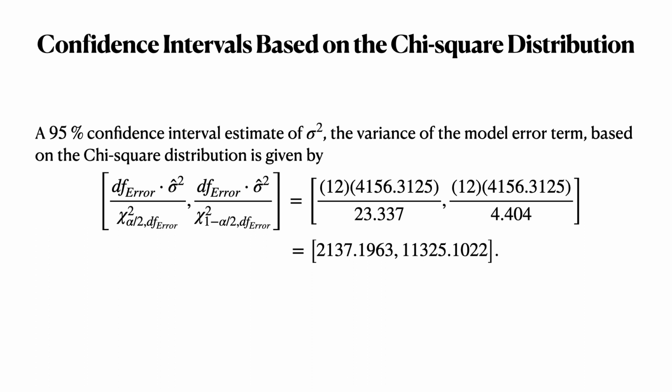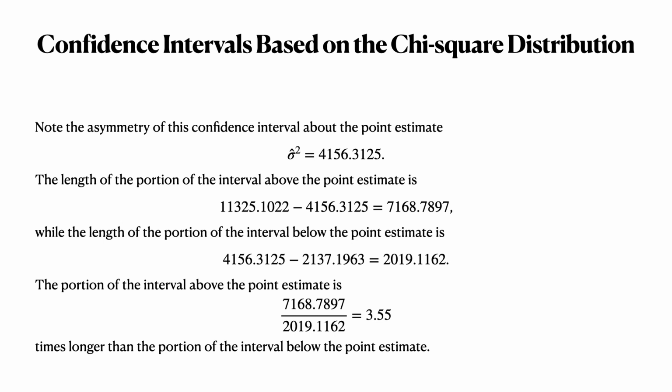And so when we do the calculations, we get a 95% confidence interval estimate of sigma squared. And let me just say here, it's a nominal 95% confidence interval estimate of sigma squared that ranges from 2137.1963 up to 11325.1022. Now, note the asymmetry of this confidence interval estimate about the point estimate sigma hat squared, which is 4156.3125.